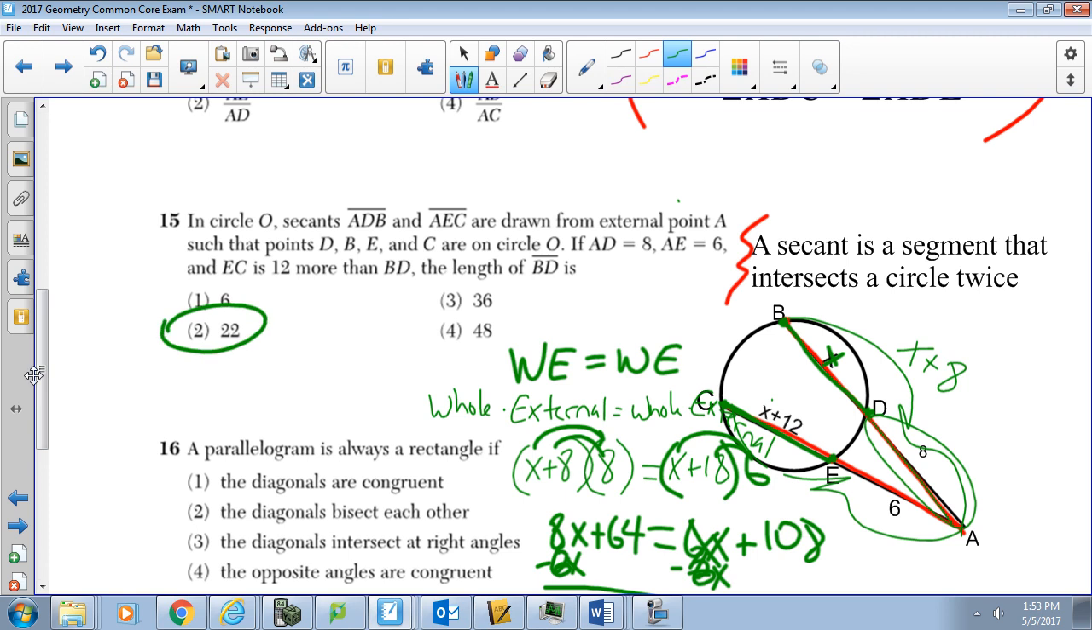Always make sure, because sometimes they'll do that, then they'll say, what's the length of CE? So if this is 22, then you'd have to go 22 plus 12, and that'd be 34. So just be careful with that. They like to throw tricks like that at you. All right, so that's it for problems 11 through 15.